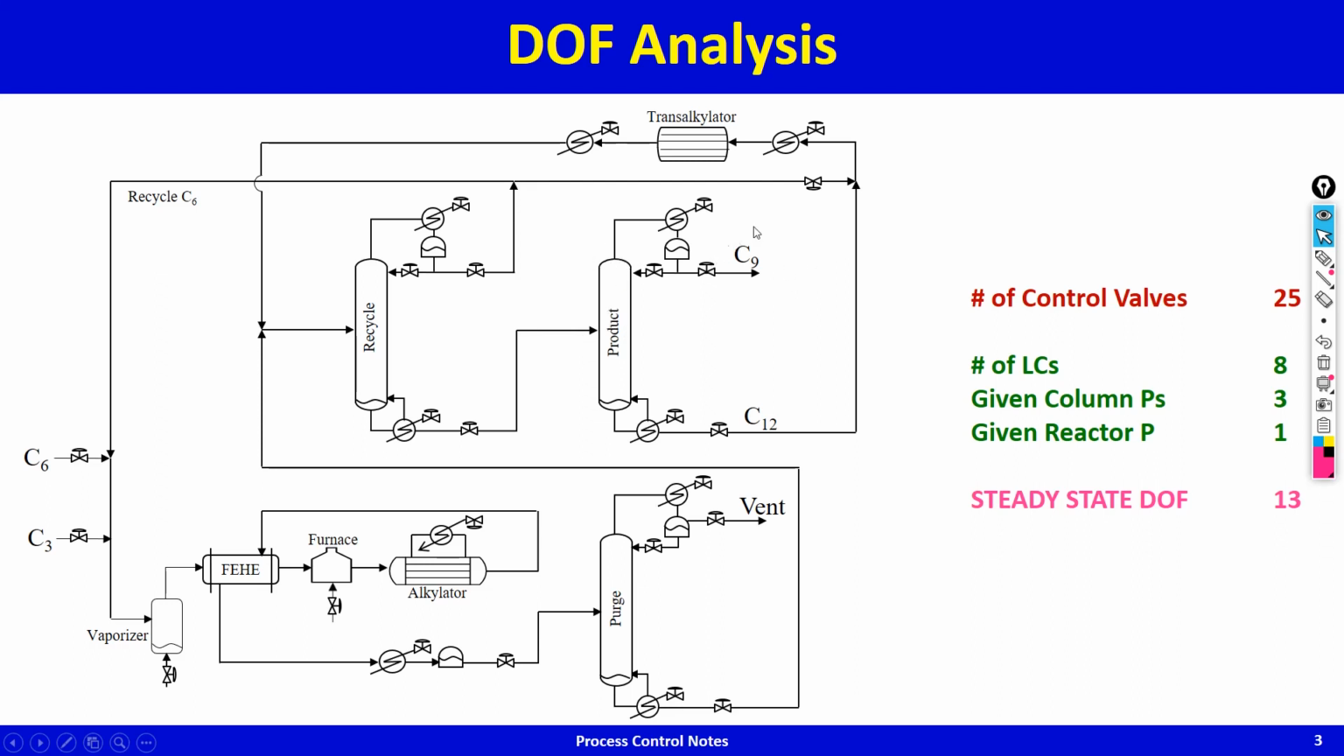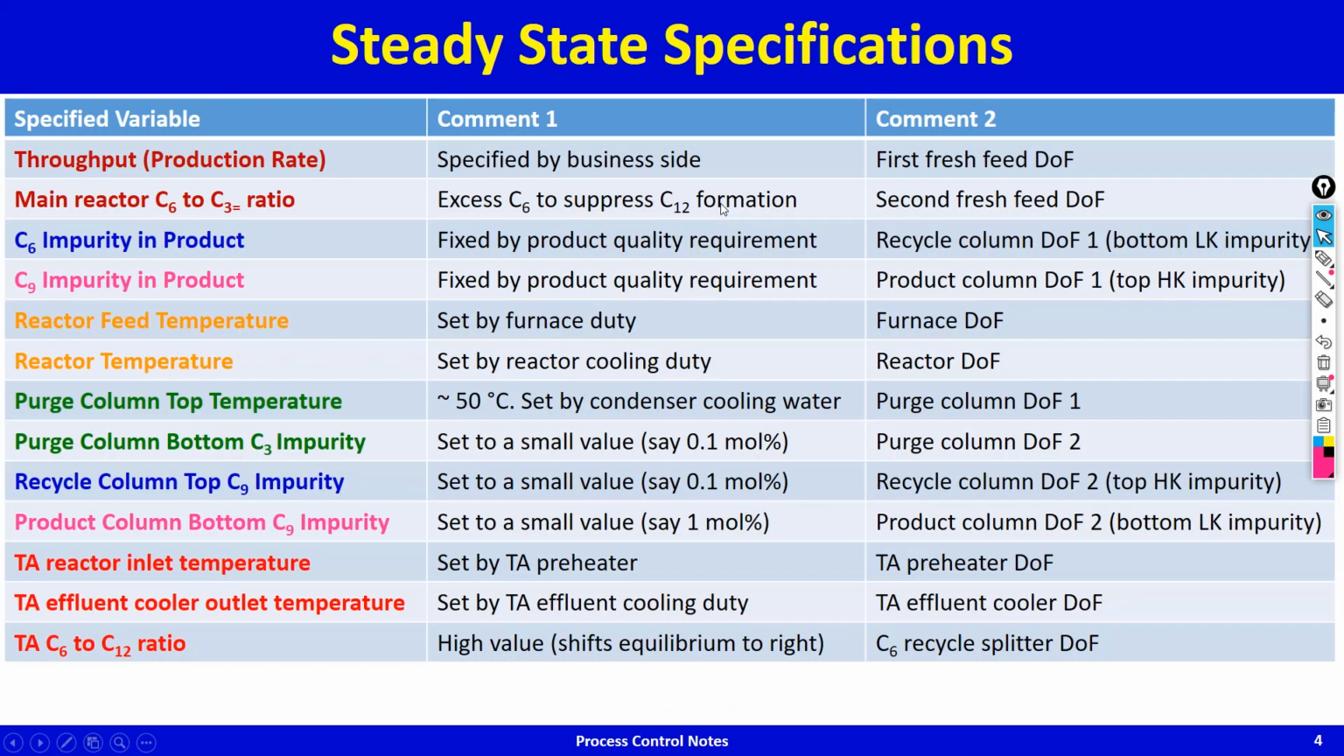So there's 2 impurities in the product, and in our specifications, we are specifying the C6 impurity in the product. We are also specifying the C12 impurity in the product. In fact, these specifications will determine the design of the column, how many rectifying trays and how many stripping trays in the recycle column, and so on and so forth. And this is fixed by the quality requirement that we are guaranteeing the customer.